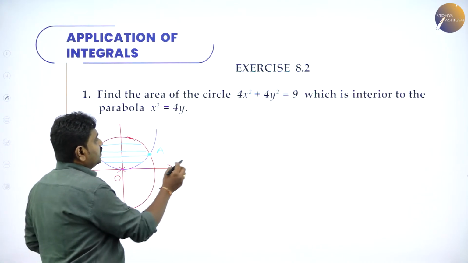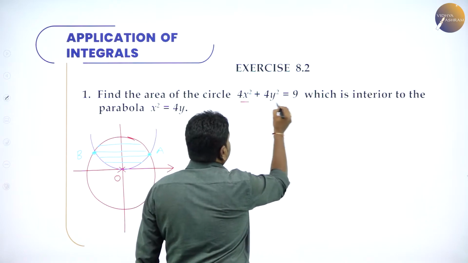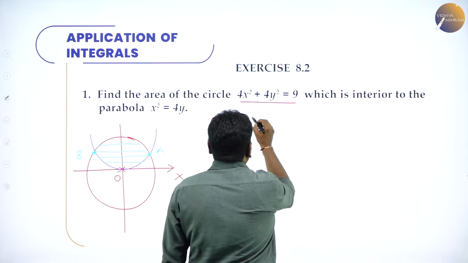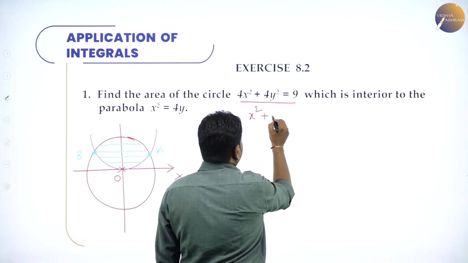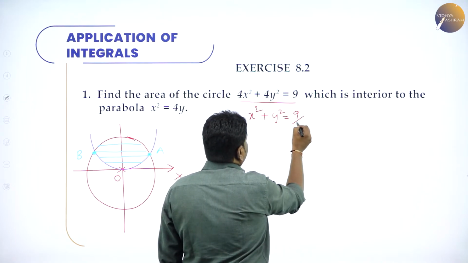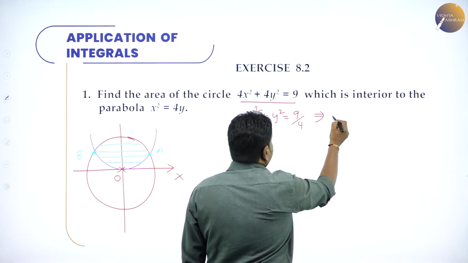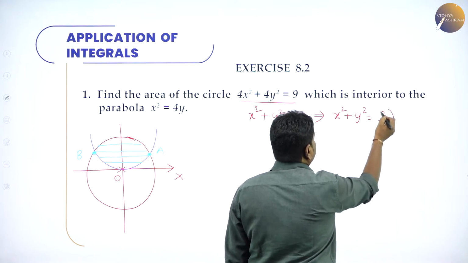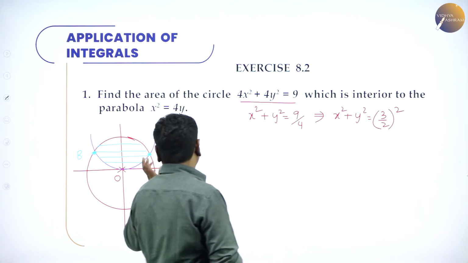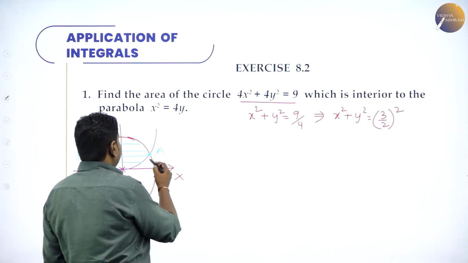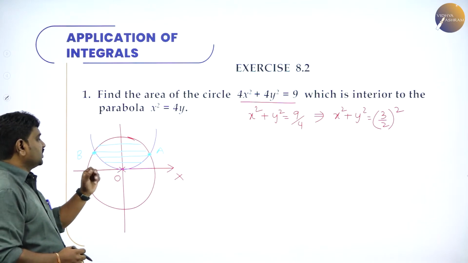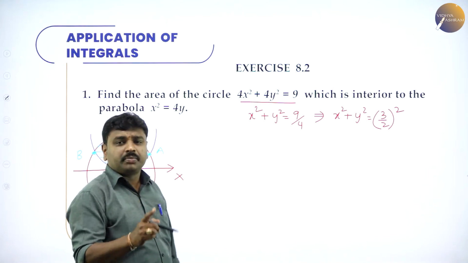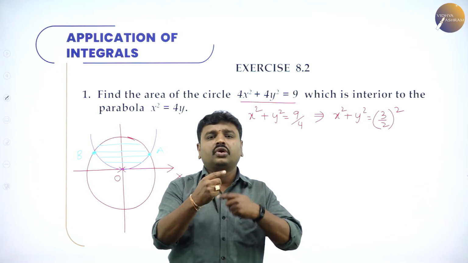So circle 4x square plus 4y square is equal to 9 is a circle with center origin. Why? Because if I reduce, it is in the form of x square plus y square is equal to 9 by 4. So you know, this can also be written as x square plus y square is equal to (3 by 2) the whole square, where 3 by 2 is the radius. That much we know. So now, parabola and circle are cutting each other at 2 points. First our task is to find point of intersection. If you want to find point of intersection of any 2 curves, you should solve them.